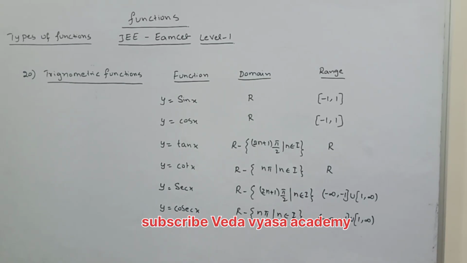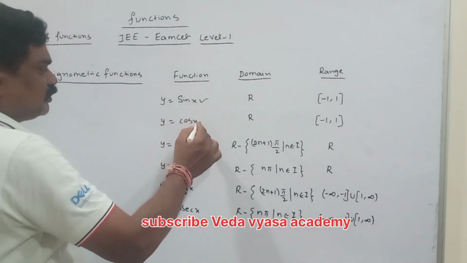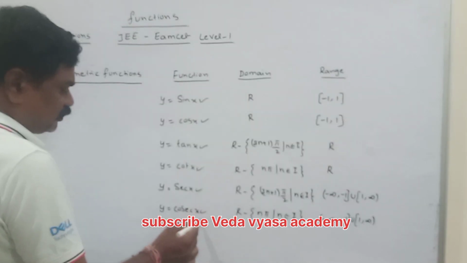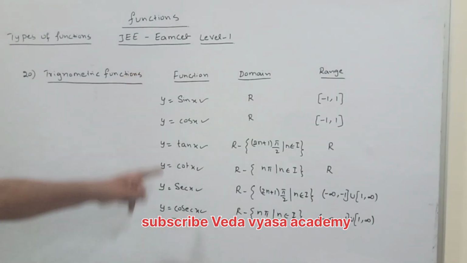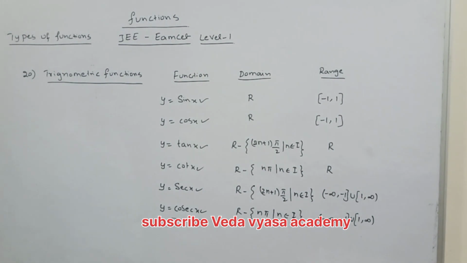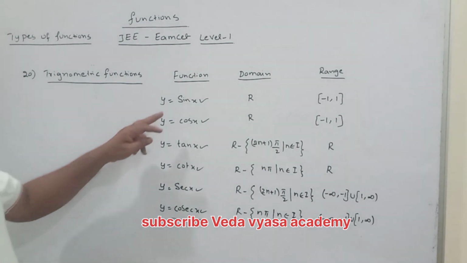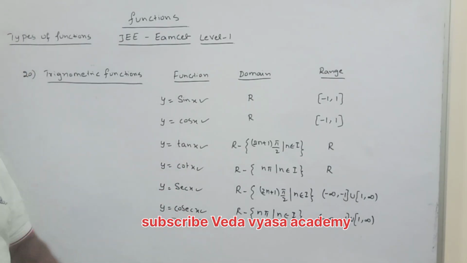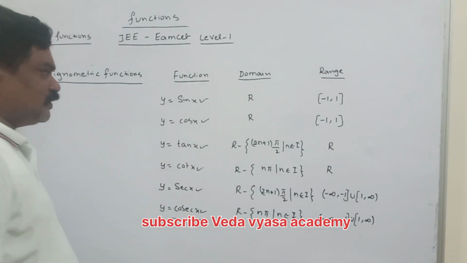Here we have the types of functions: trigonometric functions. Here sin x, cos x, tan x, cot x, secant x, cosecant x. These are the trigonometric functions.